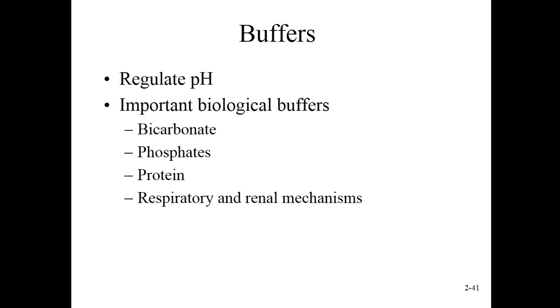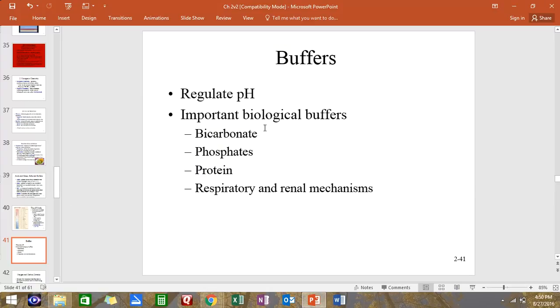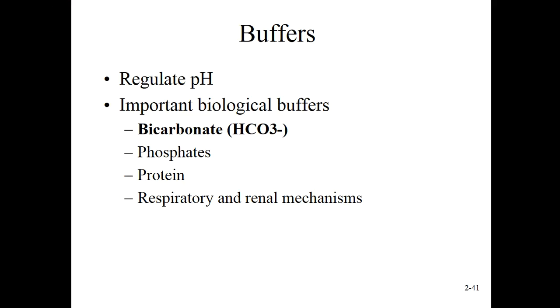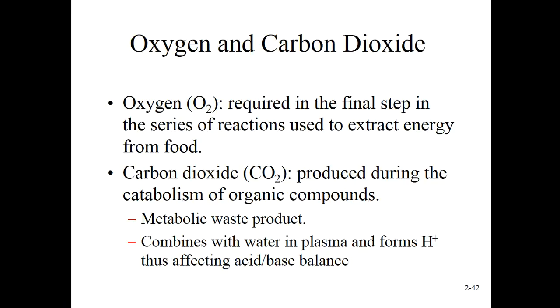And these are the most important biological buffers. Man, I don't like to edit while I'm presenting, but I'm going to do it anyway. Look at this: bicarbonate. This is absolutely the most important biological buffer that we talk about in this class. HCO3 minus, bicarbonate. Likewise, phosphates. Proteins can serve as buffers too. And there are things in our lungs and things in our kidneys that help to resist huge swings in pH.